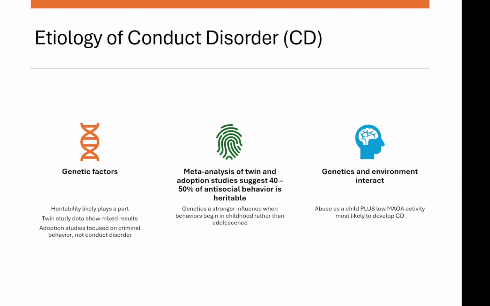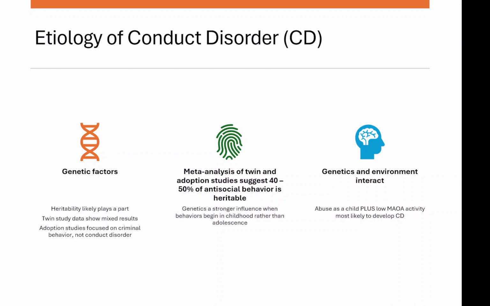When examining the etiology of conduct disorder, we must consider factors such as brain development, environmental influences, and genetics. Heritability plays a role, although not as significant as some other factors. Twin and adoption studies have provided mixed findings, often focusing on criminal behavior rather than conduct disorder itself, so the conclusions remain inconclusive. Meta-analyses of twin and adoption studies over the past 3 decades suggest that 40 to 50% of antisocial behavior is heritable, even if a child has never met their biological parents. How interesting is that? They still may inherit antisocial tendencies.